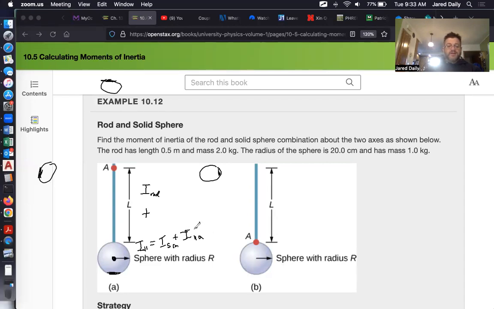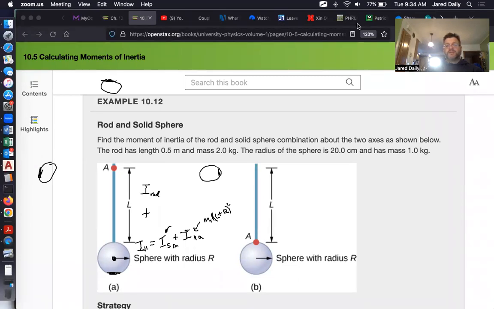So this second one is always just the mass of the object times the distance to the sphere squared. In this case, it would be the L. It's this distance to the center of the sphere. So you have to do L plus the radius of the sphere R, and then you square that. That's what that one always looks like. This one, you have to figure out what the moment of inertia of a sphere is, and thankfully they're going to tell us that. We'll get around to that here in a minute.